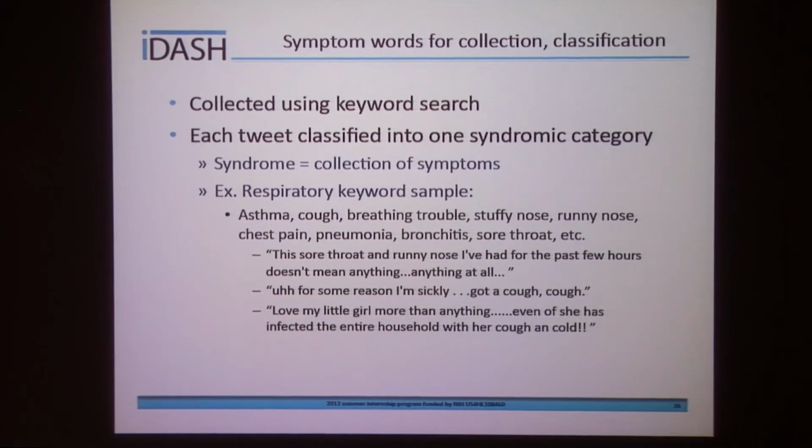Okay, the tweets were collected using keyword search, and each tweet was classified into one syndromic category, where again a syndrome equals a collection of symptoms, and these are related to the keywords. So for example, respiratory keywords might include things like asthma, cough, breathing trouble, runny nose, sore throat, etc. And tweets that you might get back include things like, the sore throat and runny nose I've had for the past few hours doesn't mean anything at all.